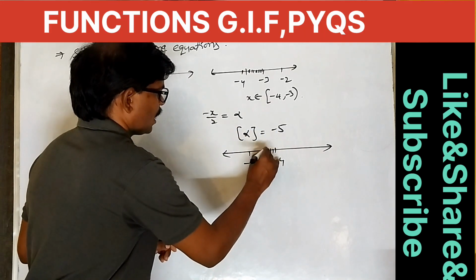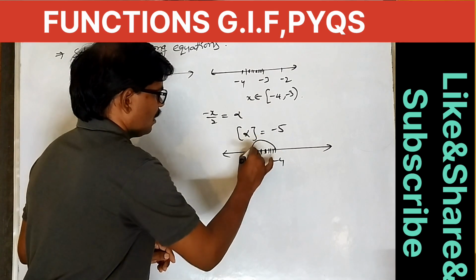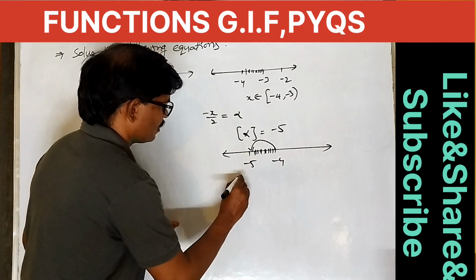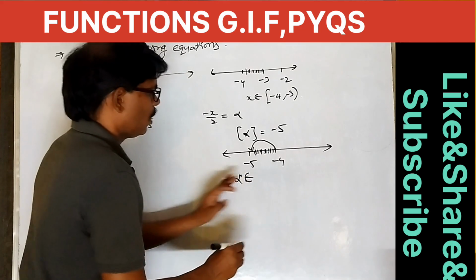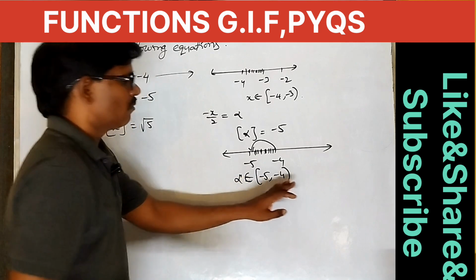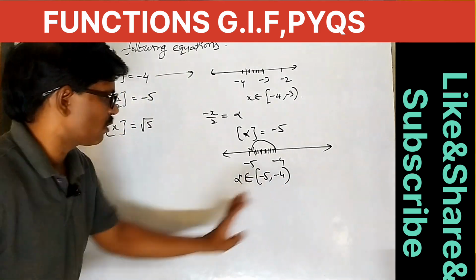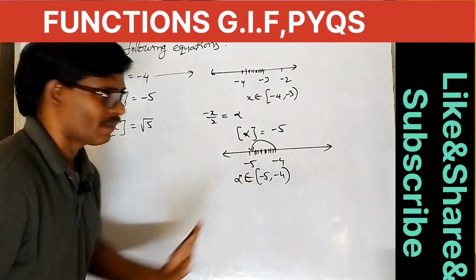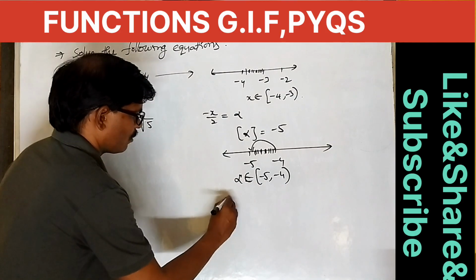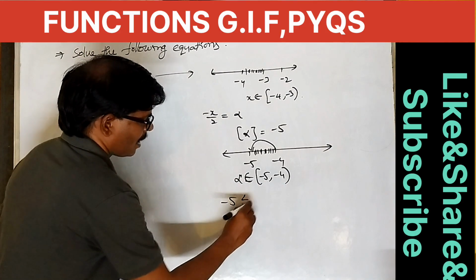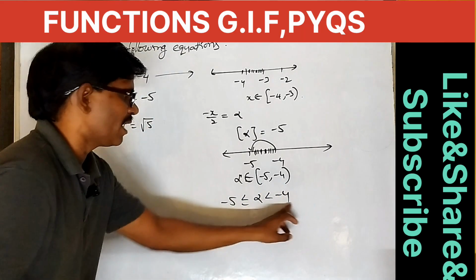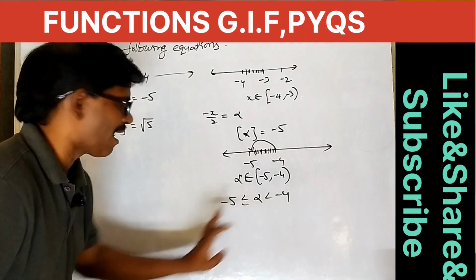This also lies between the values of this one. This is the left side value. What is the alpha? Alpha belongs to the closed interval minus 5 to minus 4 open interval. Alpha belongs to this, so you write minus 5 less than or equal to alpha less than minus 4.